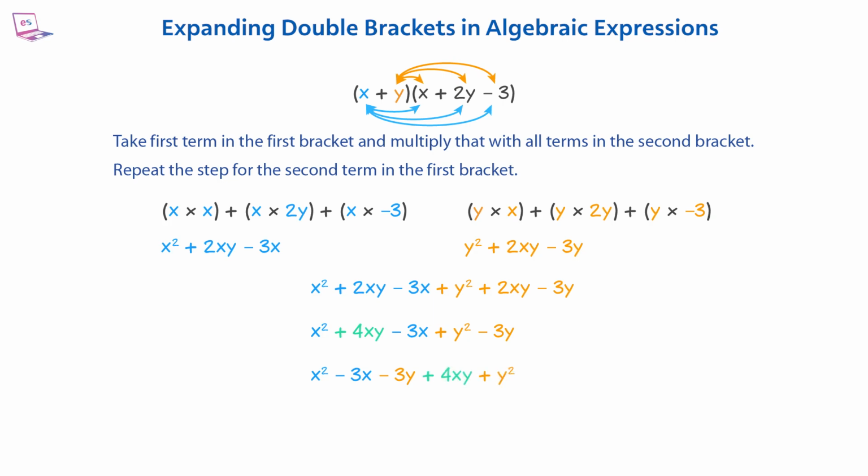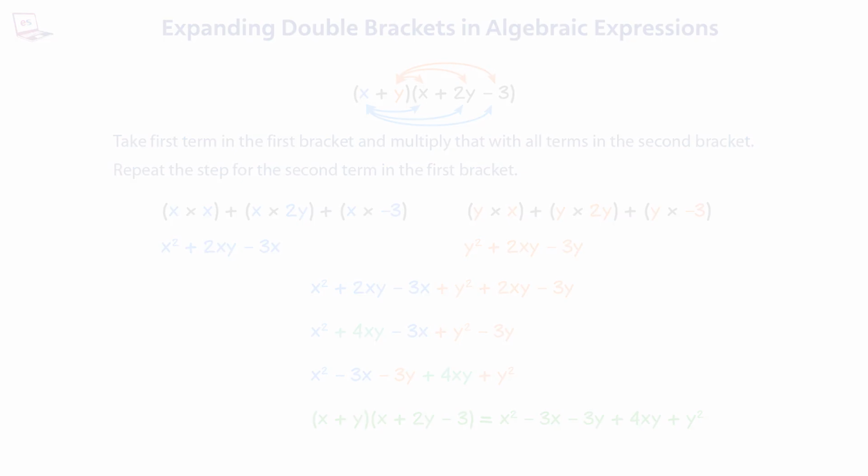The simplified expression of x plus y times x plus 2y minus 3 is x squared minus 3x minus 3y plus 4xy plus y squared.